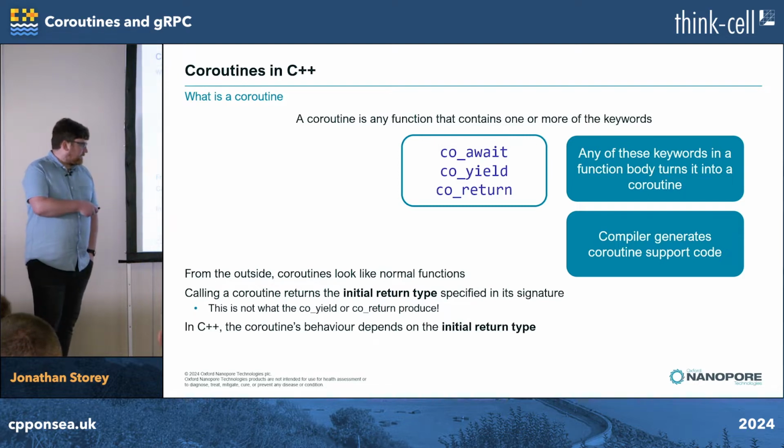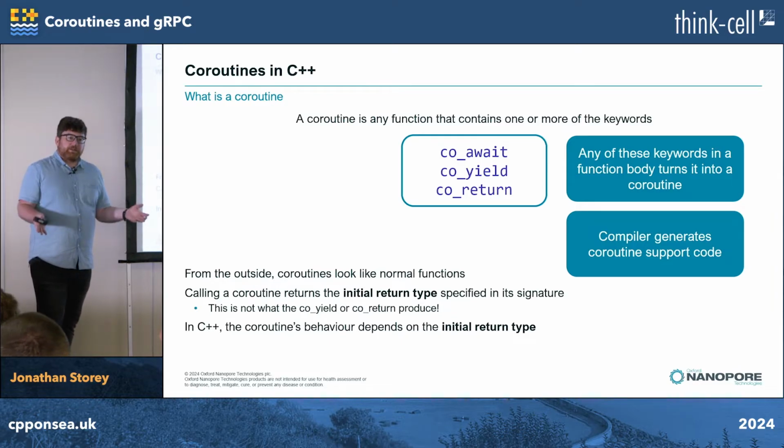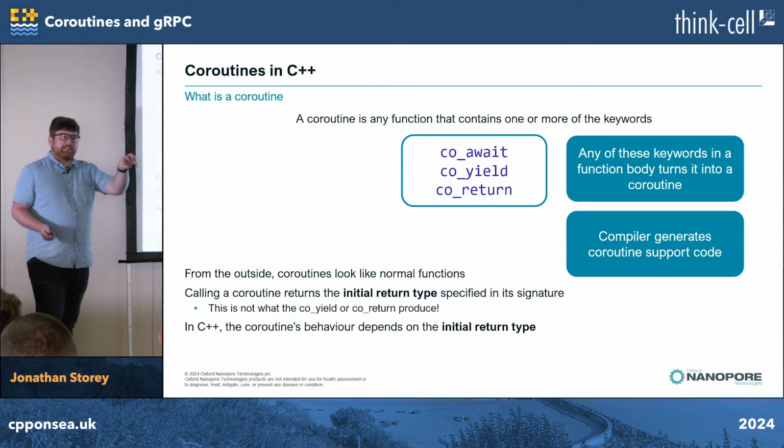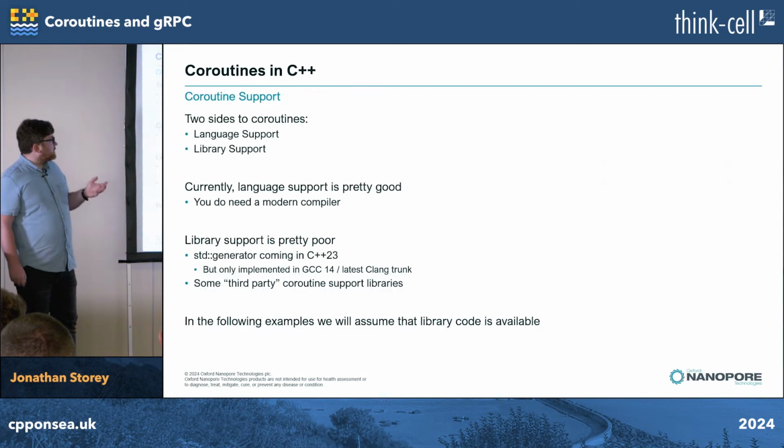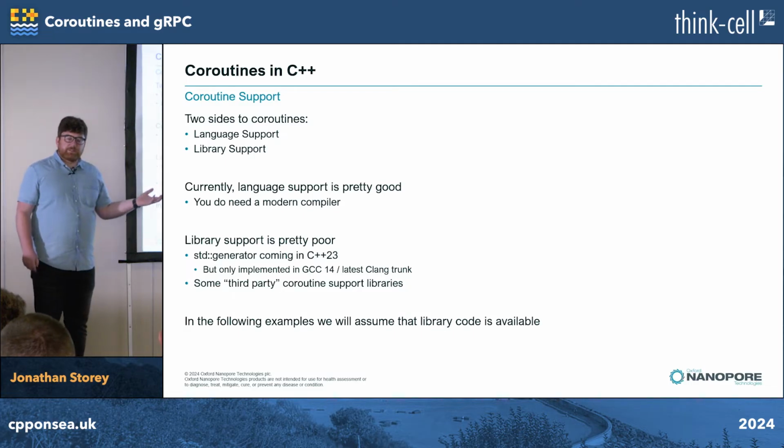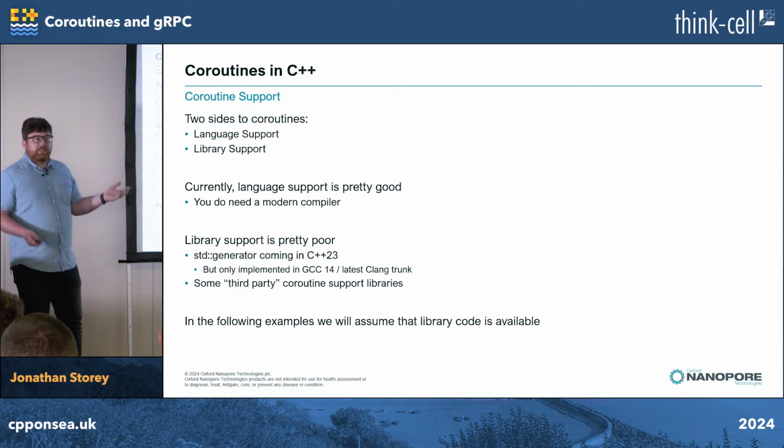We said it depends on the initial return type. And what we mean by that is you can use coroutines for lots of different purposes. We'll look at two of them coming up. And in C++, that initial return type defines how a coroutine operates, what kind of coroutine it is. So there are two sides to coroutines: the language support and the library support. The language support is pretty good. The library support is pretty poor.